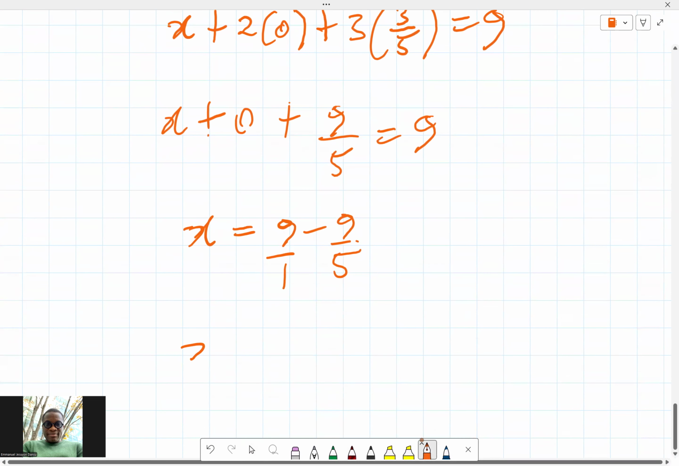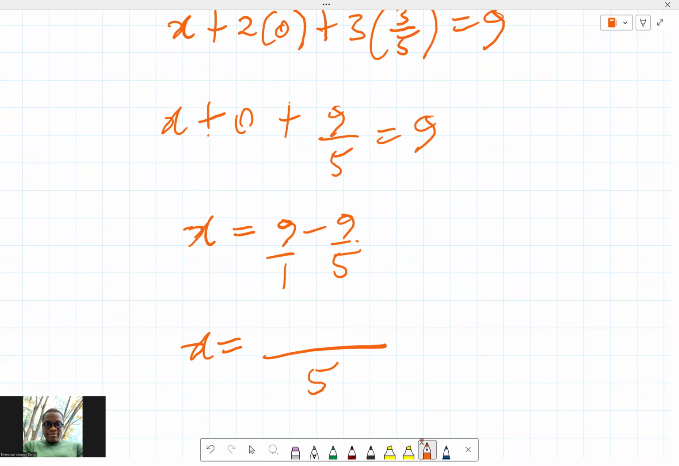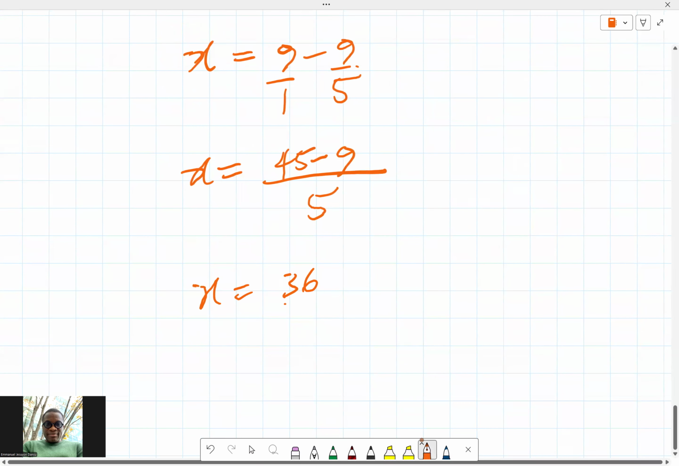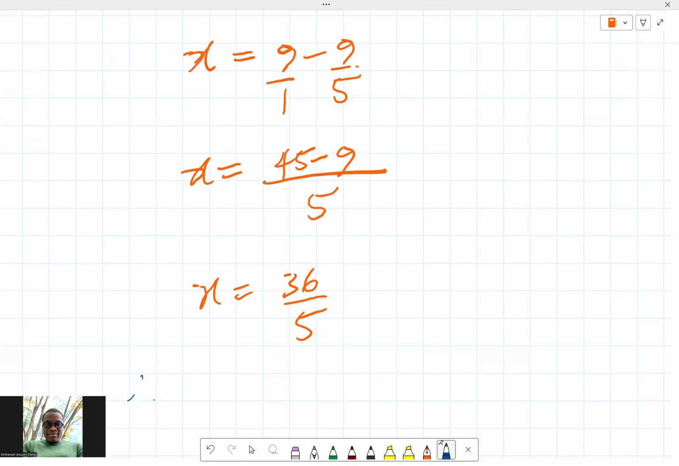So we can take the LCM, right? So x is equal to, 5 times 9 is 45, so we have 45 minus 9 all over 5. So x is equal to 36 over 5. So we can conclude that therefore x is equal to 36 over 5.